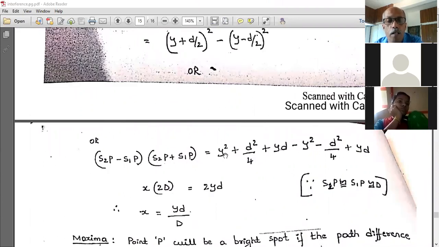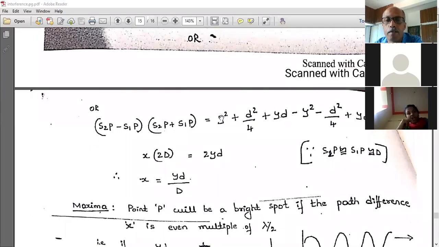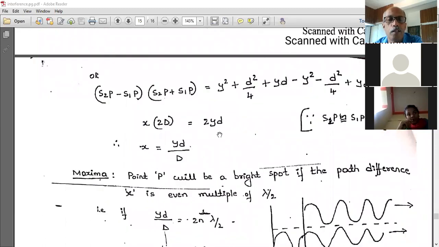(y plus d by 2) whole square is y square plus d square by 4 plus 2yd by 2, that is nothing but yd. Minus, multiplying inside, it is minus y square minus d square by 4 plus yd. Now let us see what remains. Y square gets cancelled, d square by 4 gets cancelled, only yd plus yd remains. Therefore, it is 2yd on the RHS.